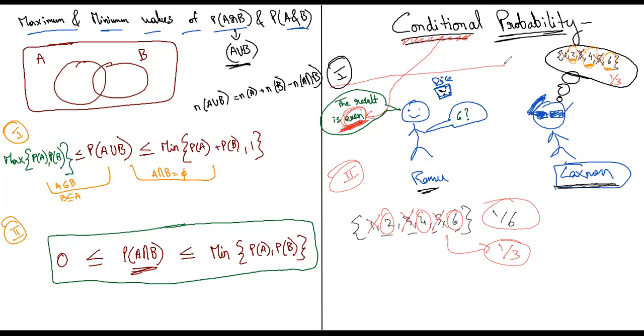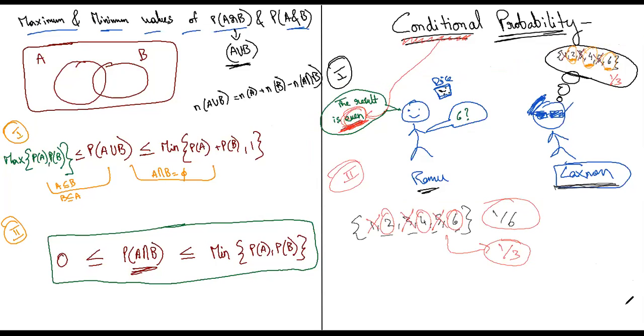Anyone has any doubt in this Ram Lakshman story? Okay, Riya, Oishi, does anyone have any doubt? No, sir. Okay, so keep this in mind.